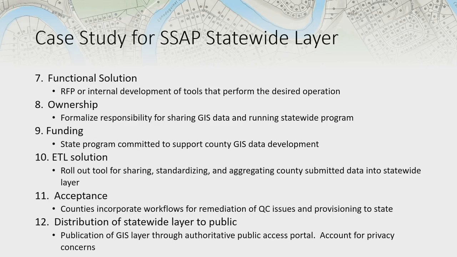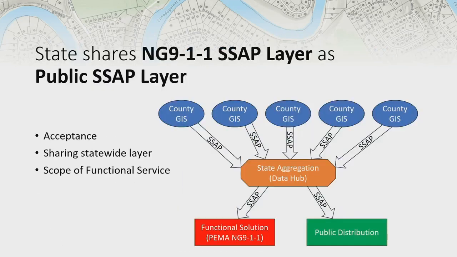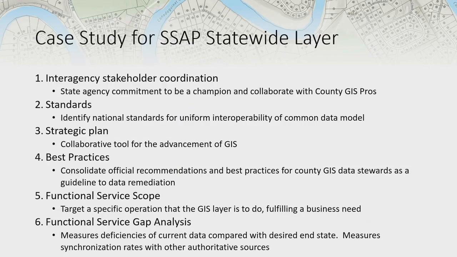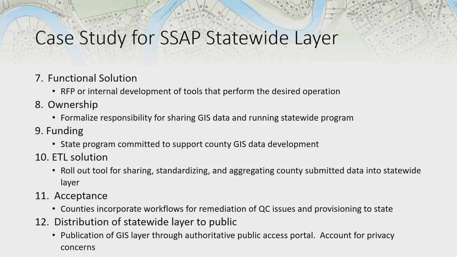We need to take ownership of the process. And I think there's been some good momentum in actually taking ownership and saying, this is our data, we're going to make sure it's right, we're going to work on this. We have that ETL solution developed. We're accepting that this is the authoritative data set. We can point to this and say, this is what we want to use. We've accepted that this is the data set we're going to work on and commit to. And then we're working on distributing it to the public.